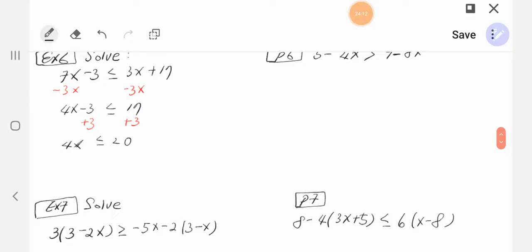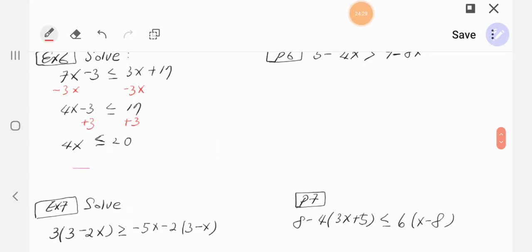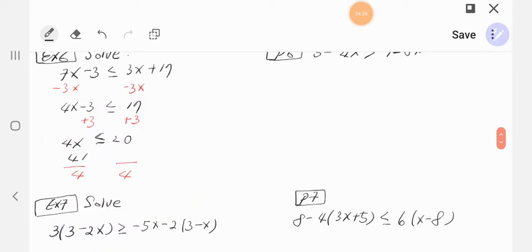Now 4x. 4 is a positive number. So is it okay to divide each side by 4 without changing the symbol? Yes, it's okay. So divide 4x and 20 by 4. Then x is less than or equal to 5.